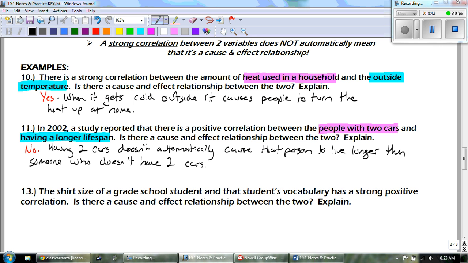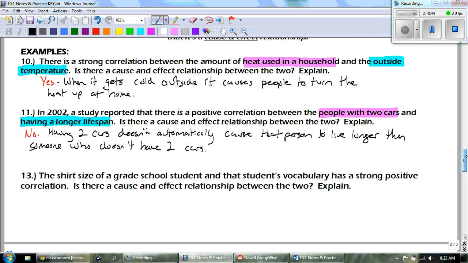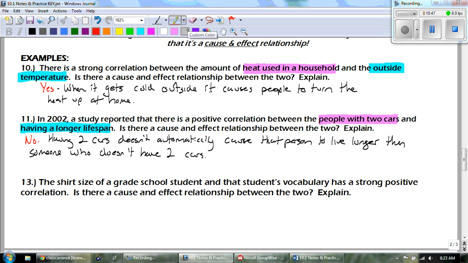All right, number 13. Why don't you pause the video and see if you can do that one by yourself. It's saying that the shirt size of a grade school student and the student's vocabulary has a strong correlation. Is there a cause and effect relationship between the two? So if a kid has a large shirt size, that means they're going to have a larger vocabulary, and if they have a small shirt size, it means they're going to have a smaller vocabulary. What do you think? Go ahead and pause the video and try it out.